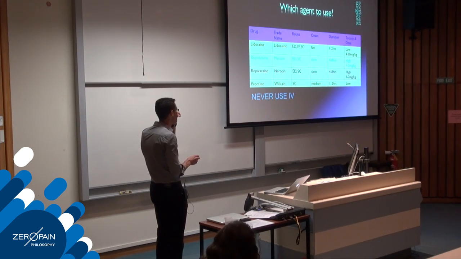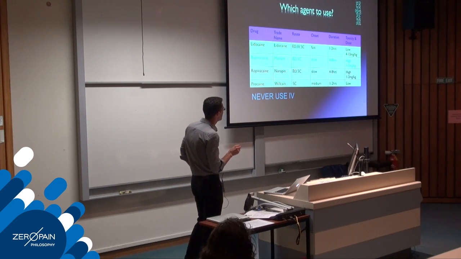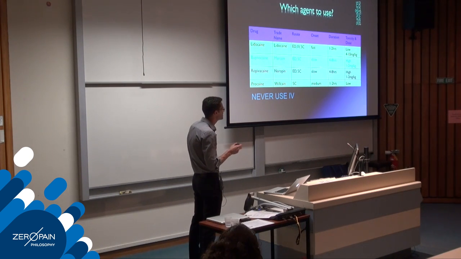Bupivacaine, the trade name that we have is Marcaine. Its onset, we say, is slow, probably about 20 minutes, and duration of action can be anything from 4 to 8 hours. And as a guideline dose, I'd be using 1 to 2 mg per kg. I never go above 2 mg per kg for bupivacaine.